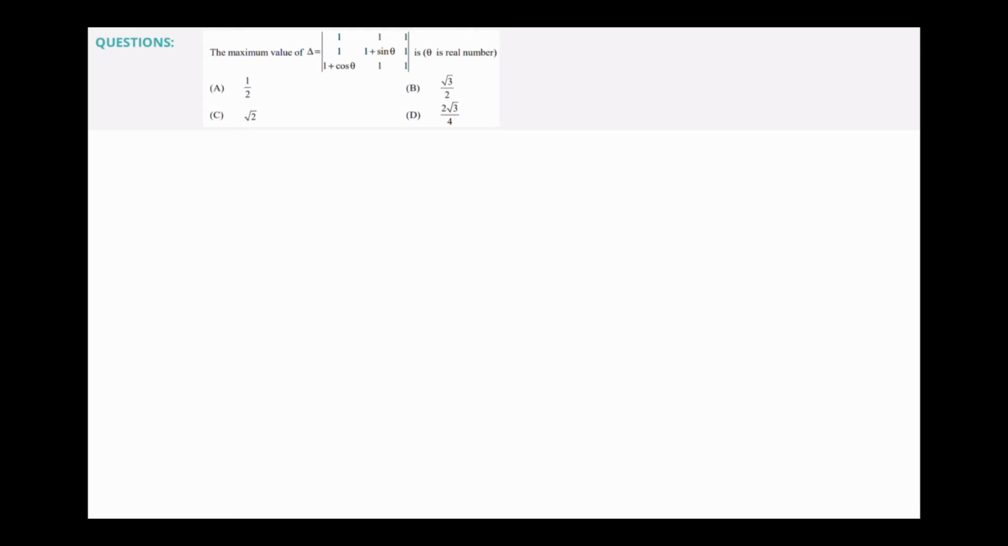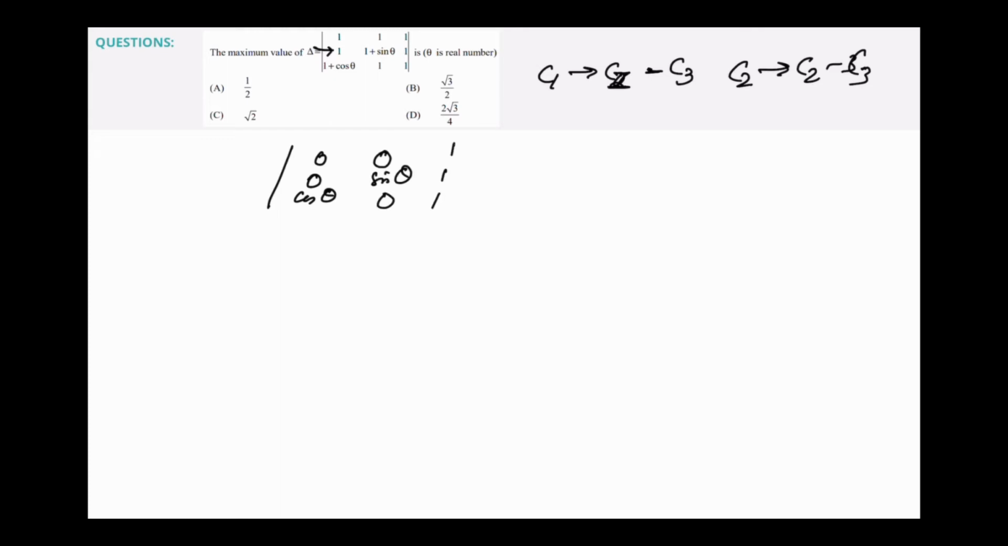Now let's see this question. The maximum value you have to find, okay, of this. So let's first try to make it in a more simple form. So what we'll do, try to make zeros. So C1 is equal to C1 minus C3, correct. And what we can do, C2 is equal to C2 minus C3. So what we got, 0, 0, cos theta, 0, sin theta, 0, 1, 1, 1. Now we can expand along the cos theta, correct. Or we can expand along 1, whichever you want.